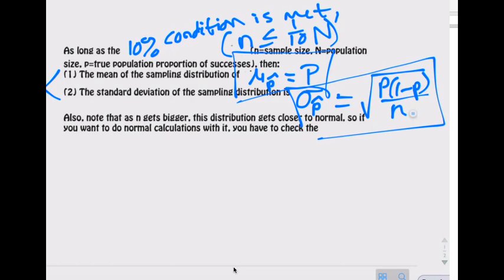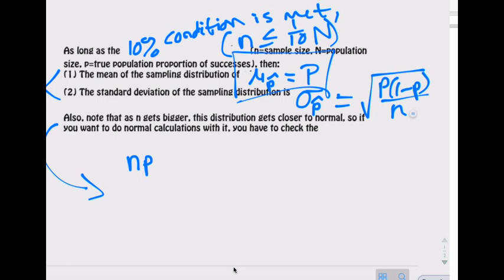Okay, so those are two conditions. So now we're going to start talking a little bit more about using the 4-step process, because you're really going to have to start checking these conditions. Anytime you want to use mu sub p hat equals p, you have to check that 10% condition. And then if you want to do any normal calculations at all whatsoever, you're going to have to check to make sure that your sample size times your probability of success and your sample size times your probability of failure are greater than or equal to 10.